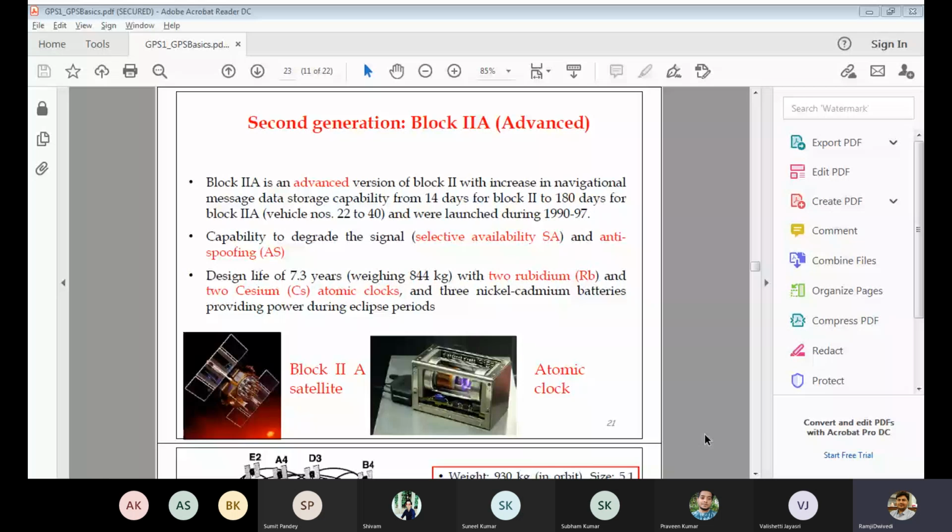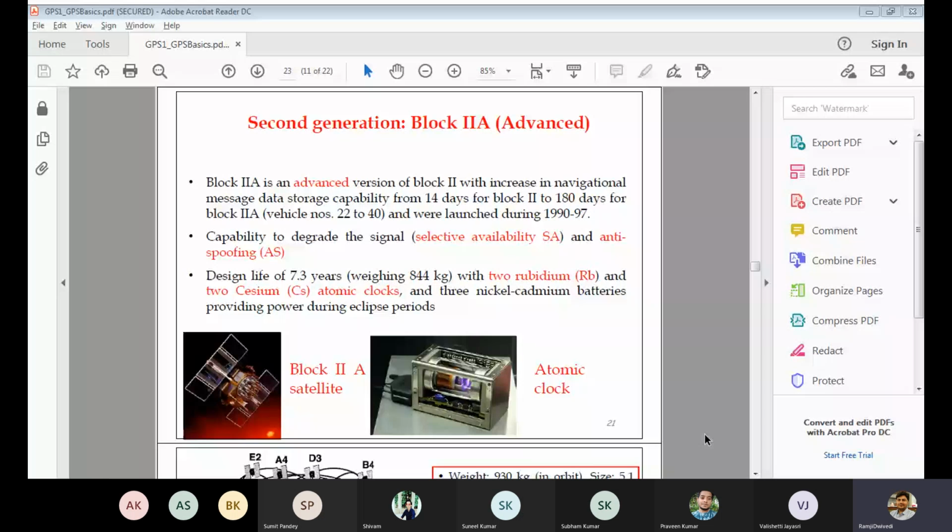The weight of the satellite is 930 kg, the size is 5.1 meters in length, the travel speed, which is very important, is 4 km/s, and the design life is 7.5 years. It transmits two signals: L1 at 1575.42 megahertz and L2 at 1227.60 megahertz, and receives from the control segment at 783. This you need to remember. It is expected that you should remember this. It's a very important point.